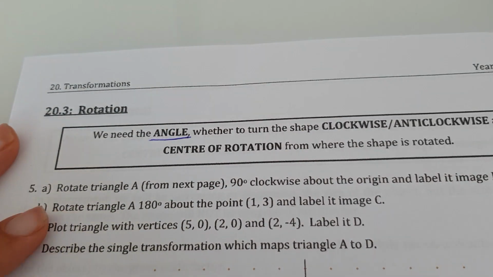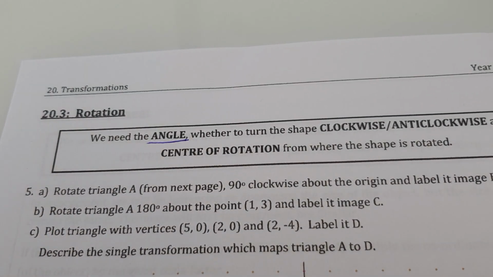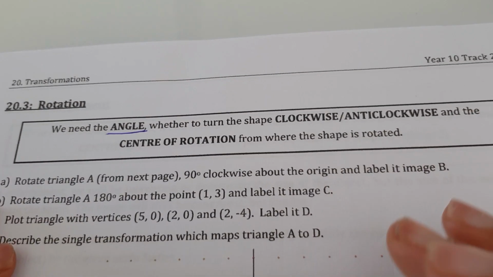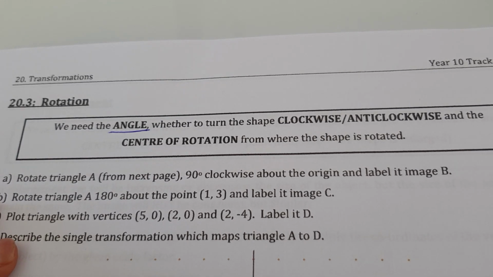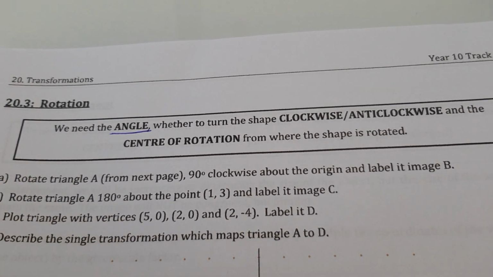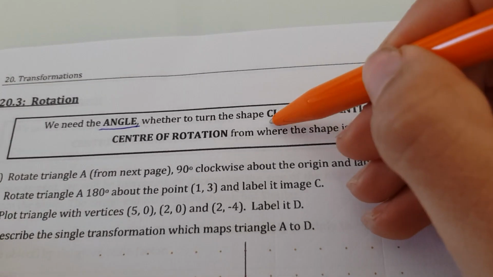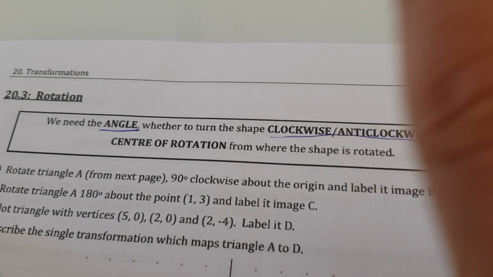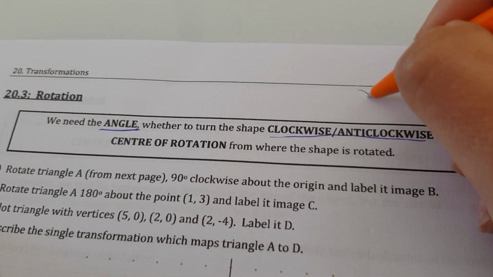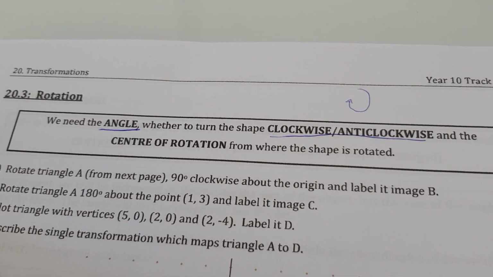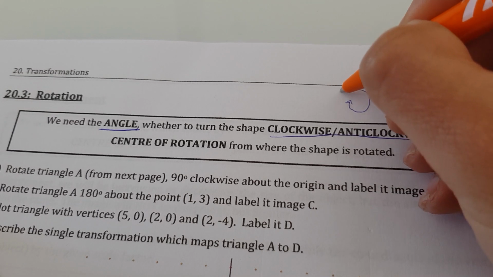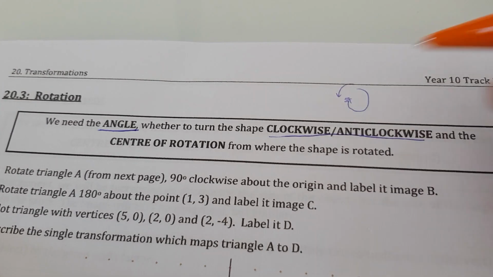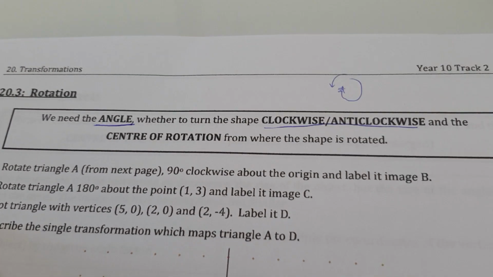Okay, so for rotation we need three important items, and these are the angle. Is it rotated by 90 degrees, 180 degrees, okay? Or 360, which in 360 degrees would mean the shape will remain as it is, because it turns a whole revolution. Whether it turns clockwise or anti-clockwise, we can say 270 degrees clockwise, or we can say 90 degree anti-clockwise, and it will end up in the same location.